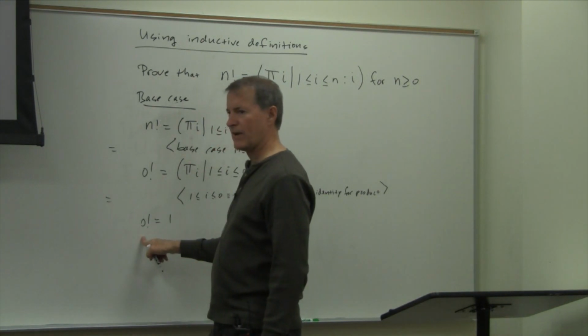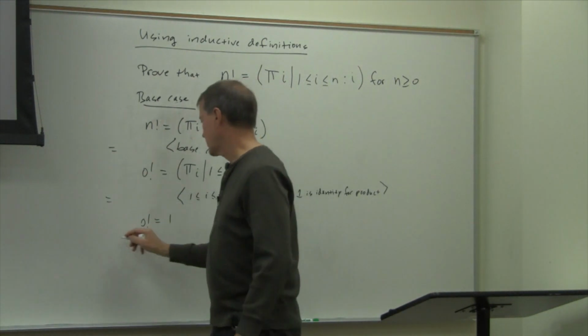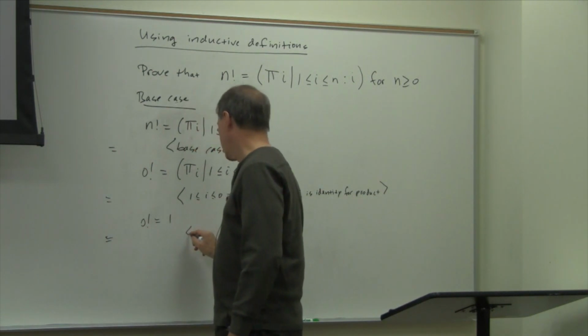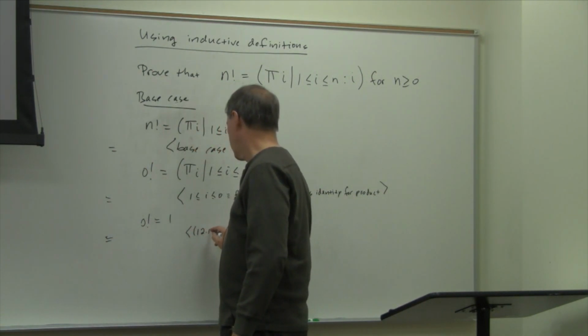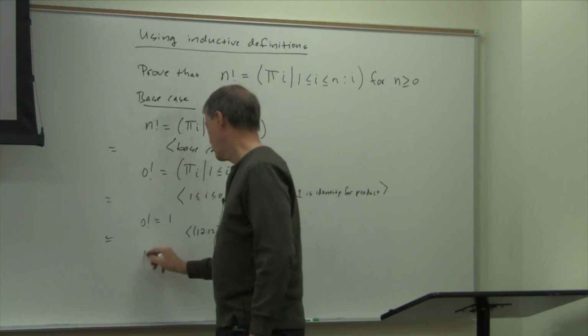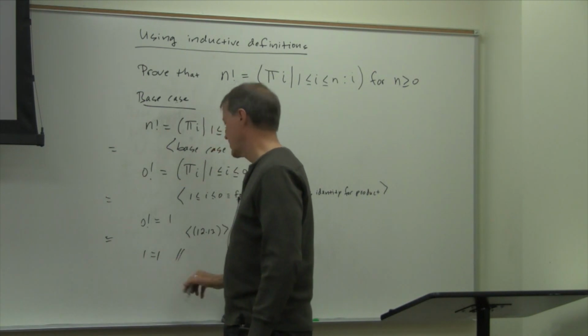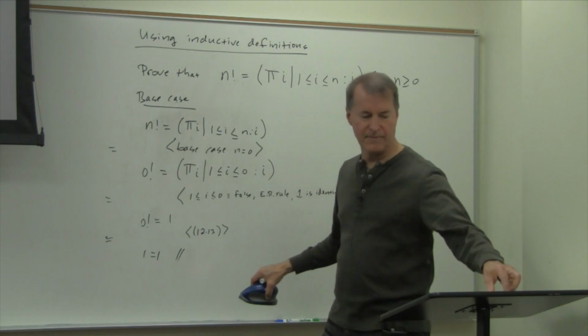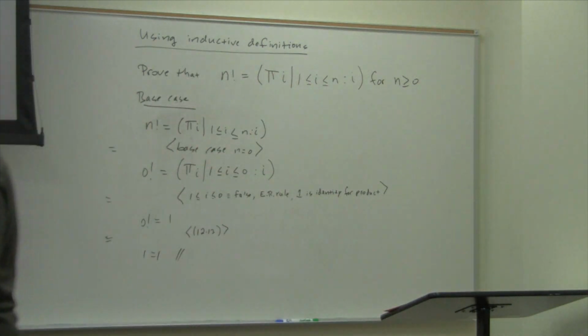But now what about this 0 factorial? By the definition of factorial, 0 factorial equals 1. So 1 equals 1. Boom, we did the base case. Is everybody clear? Now, how about the inductive case?